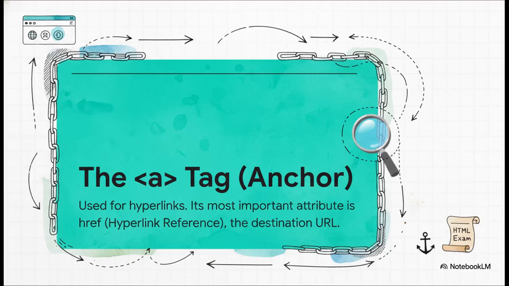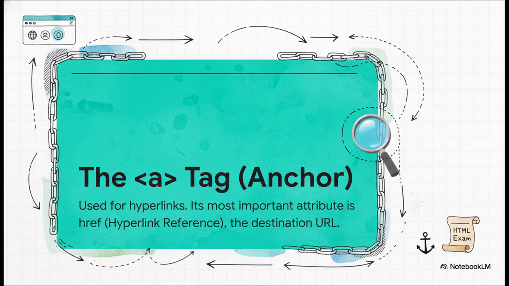All right, next up is the other absolute powerhouse of the web, the anchor tag. You know it as the A tag. This is how you make links. Yep. And its number one most important superpower is the href attribute. Href stands for hyperlink reference, and it's where you stick the web address you want to link to. So if you want the word Google to actually go to Google, you wrap it like this: a href equals www.google.com.